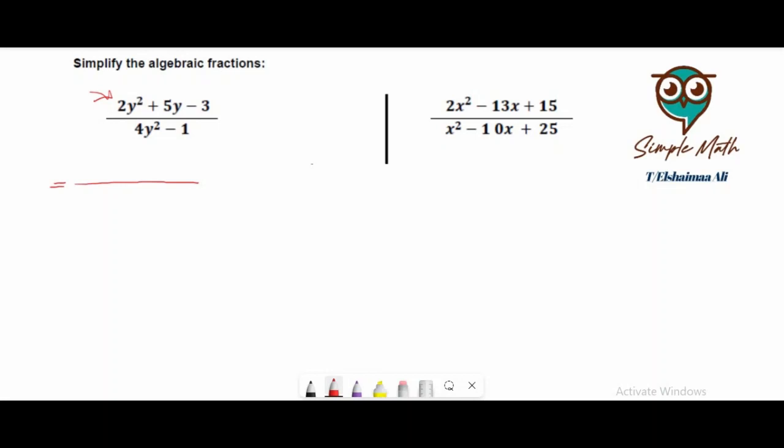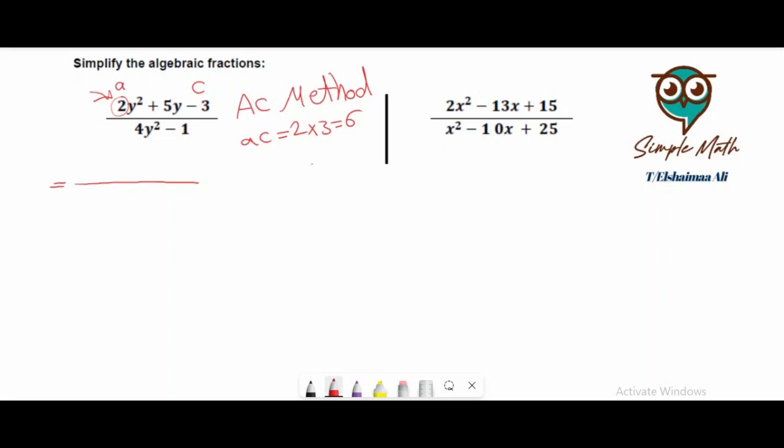Okay, so here we have 2y squared plus 5y minus 3. I told you that when we have a number multiplied by x squared, a coefficient for x squared, it means that I will use the AC method. A is the coefficient of y squared, c is the constant in that expression. So AC is equal to what? It is equal to 2 times 3, and it will give me of course 6.